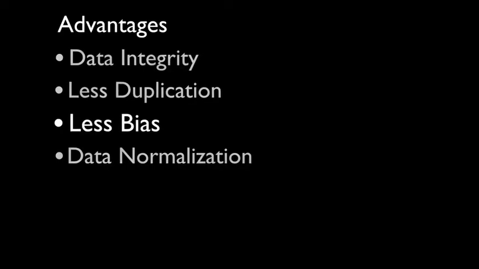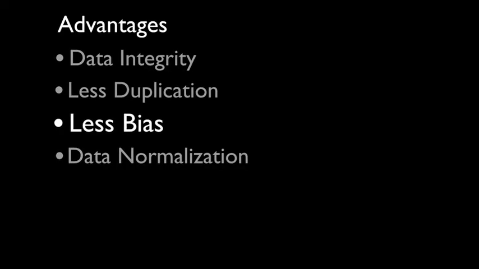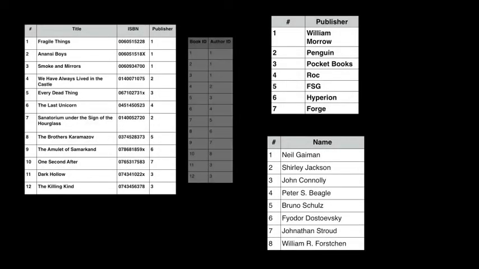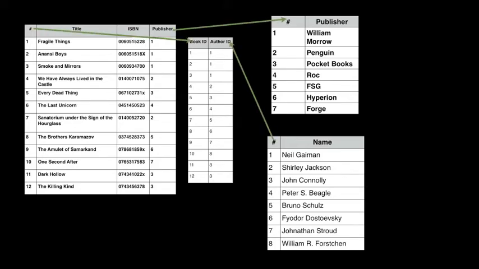A good relational database can also reduce query bias. A flat file's design can tend to make it easier to do some queries and not others. Since a relational database has more access points and no real hierarchical structure, it's open to more sorts of queries.